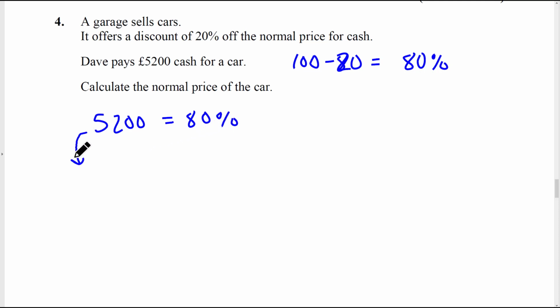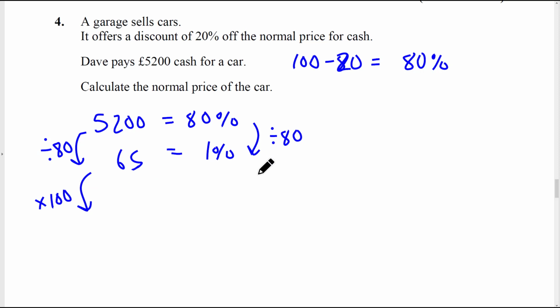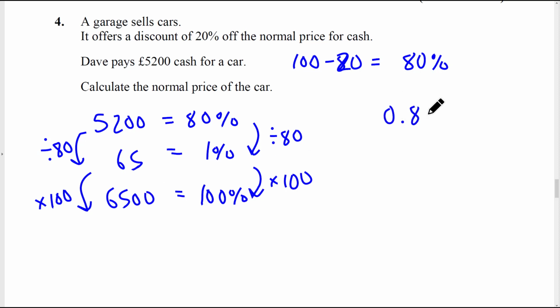So with a calculator, we'll divide by 80 to get to 1%. That's going to be £65. Then you times it by 100 to get 100%, which equals 6,500. And again, you can say 0.8x equals 5,200.